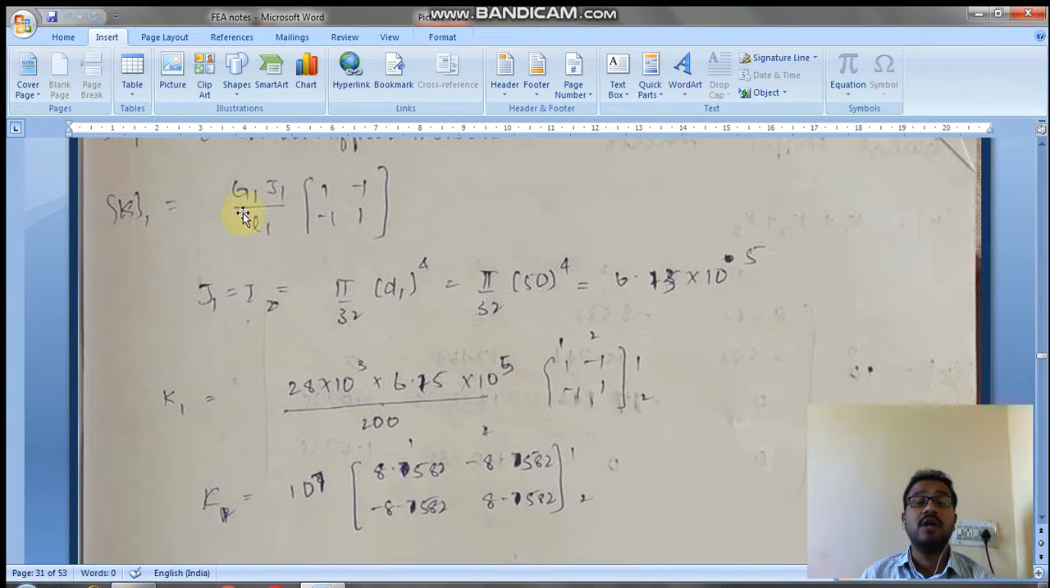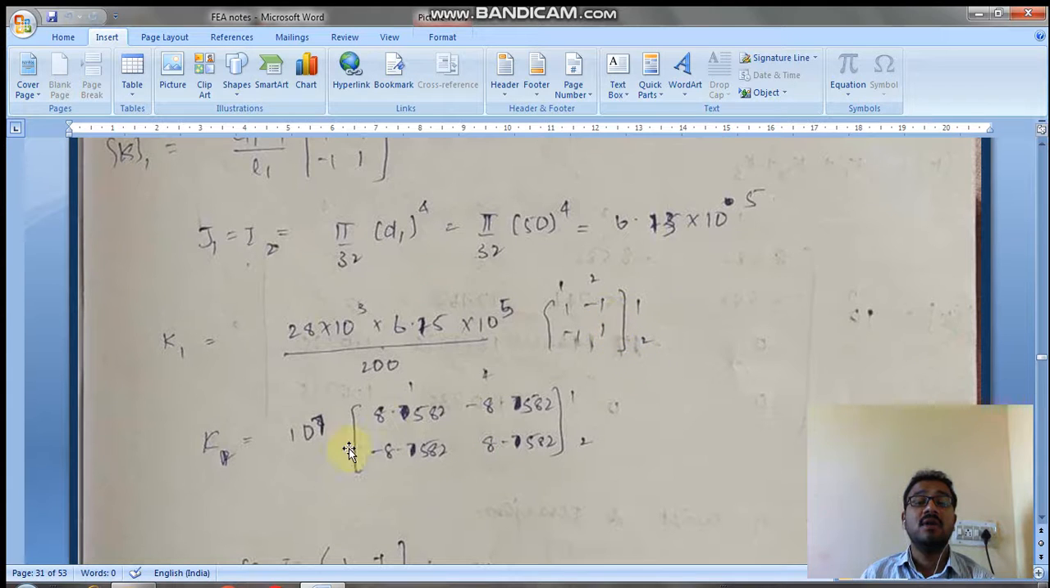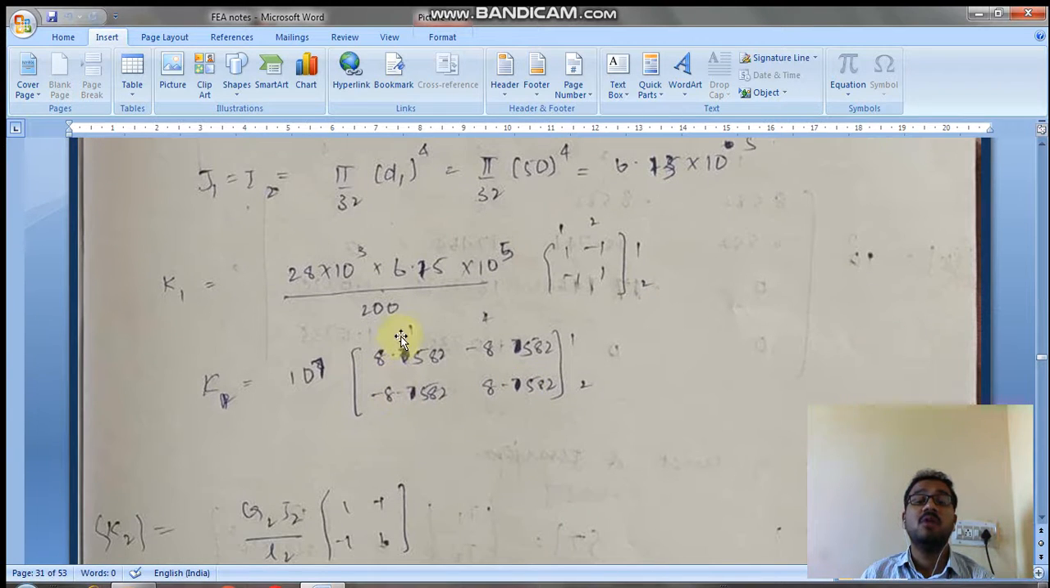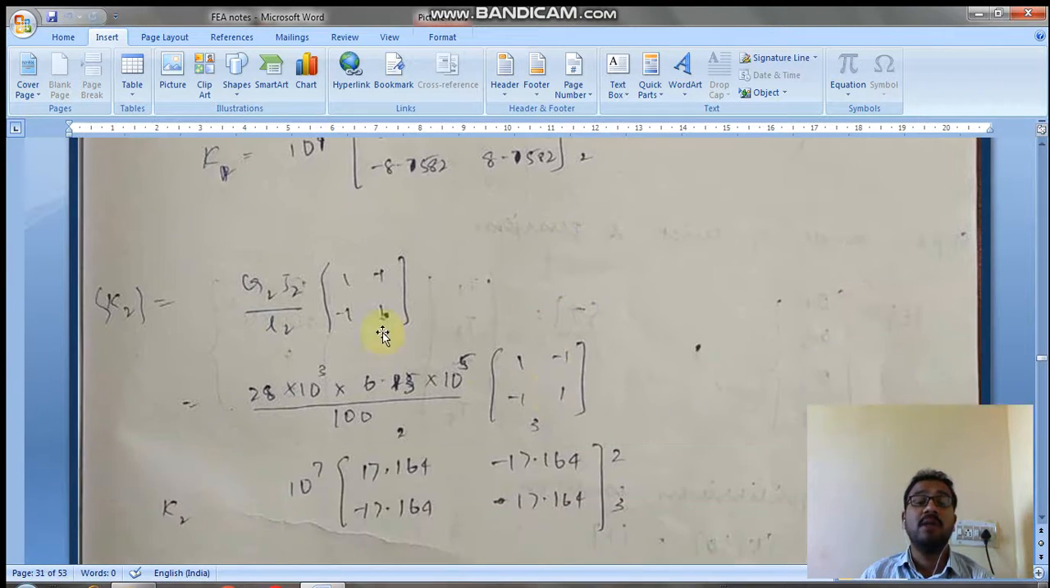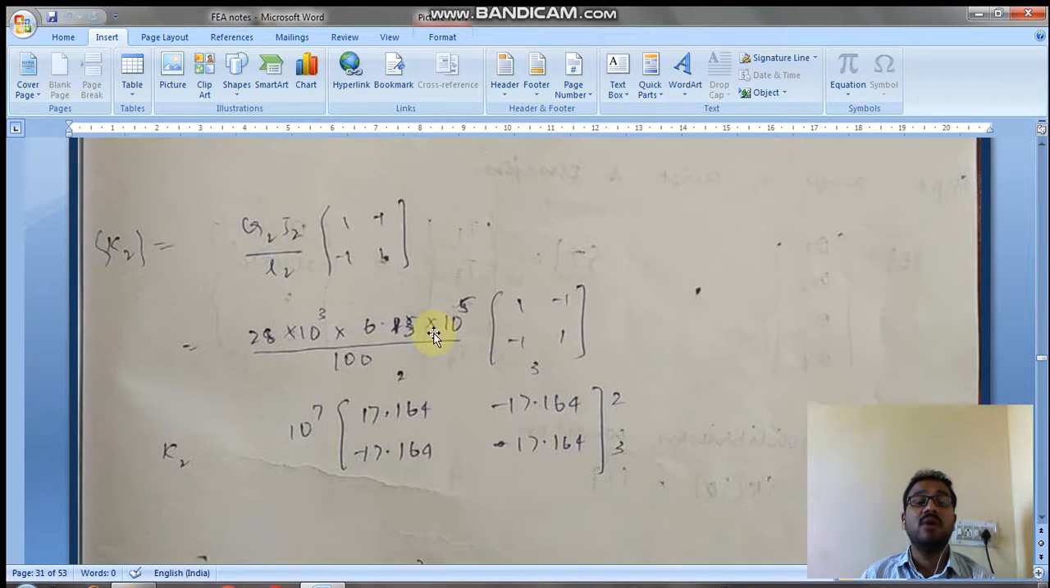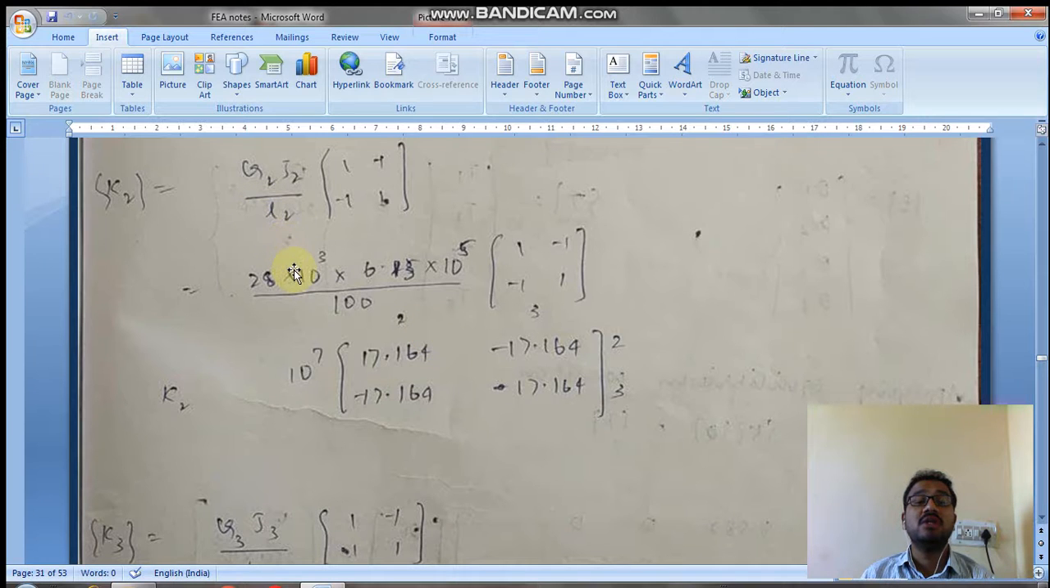I will substitute the G value, and the J value in mm terms, and the L value again in mm. After substituting and simplifying, I will get 10 power 7 of 8.582, with positive locations and negative locations as in the matrix, since for element 1 the node numbers are 1, 2 and 1, 2. Now moving to element 2, the formula is G2 J2 by L2 times 1, minus 1, minus 1, 1. Since J2 remains the same, I will substitute the J2 value.